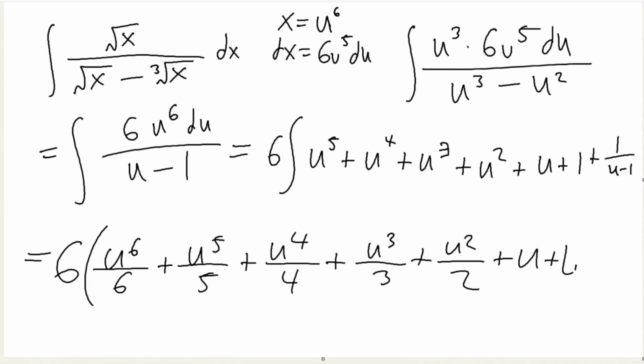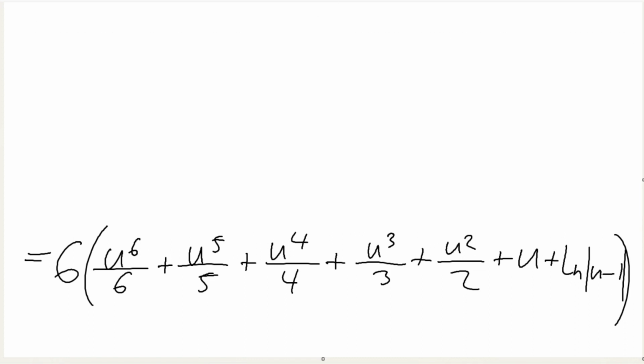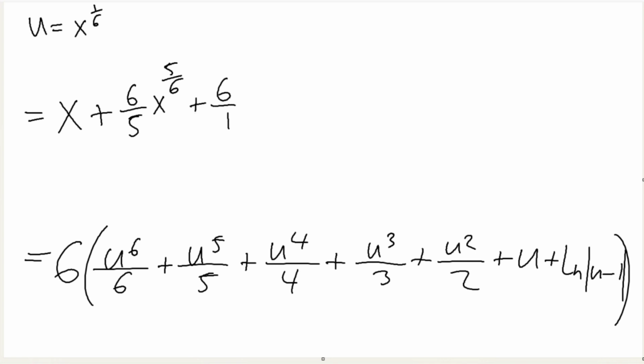Well, we didn't have a choice, so let me just put in some more room. Okay, so now this is just, remember that u was equal to 1 over 6. So we have x, plus 6/5 of x to the 5 over 6. You just leave it like this, honestly. I'm too lazy.